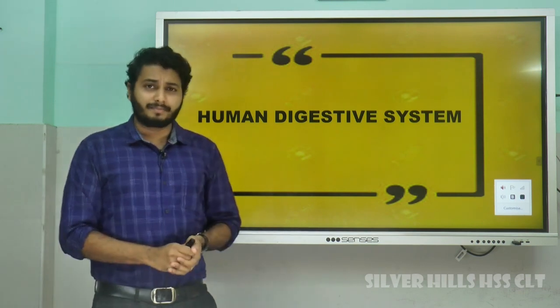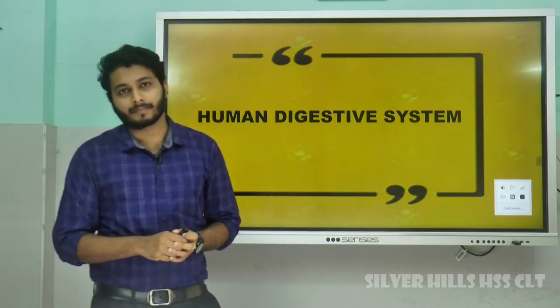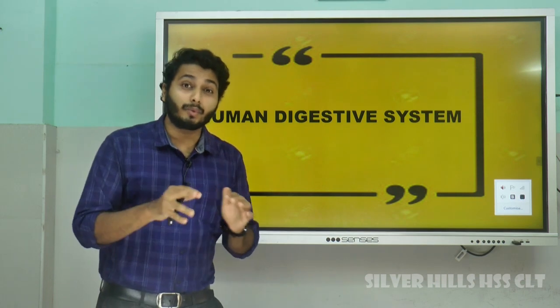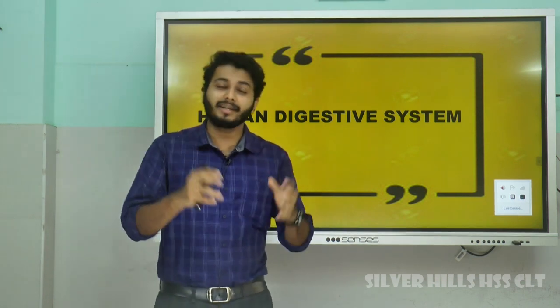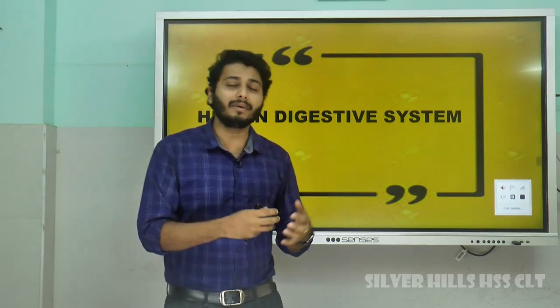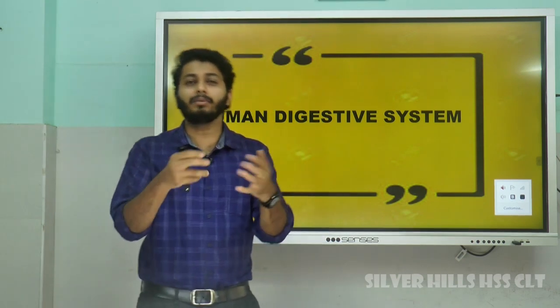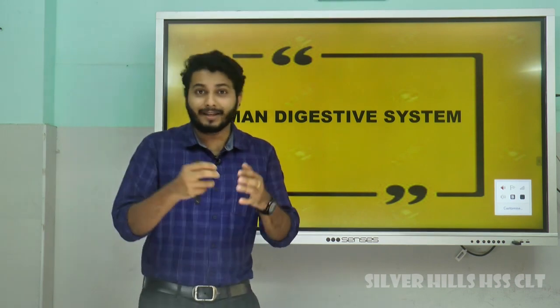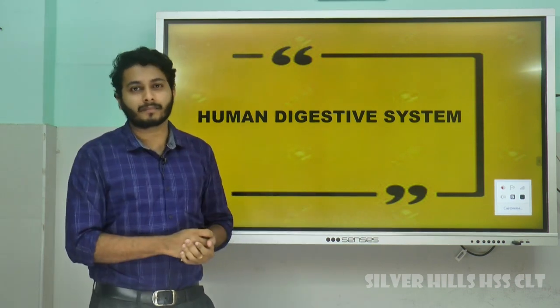In human beings, there is a digestive system. The digestive system in human beings is actually a complete digestive system. Two types of digestive systems are there: one is the incomplete digestive system and the other is the complete digestive system. Let me explain this with the help of an example.